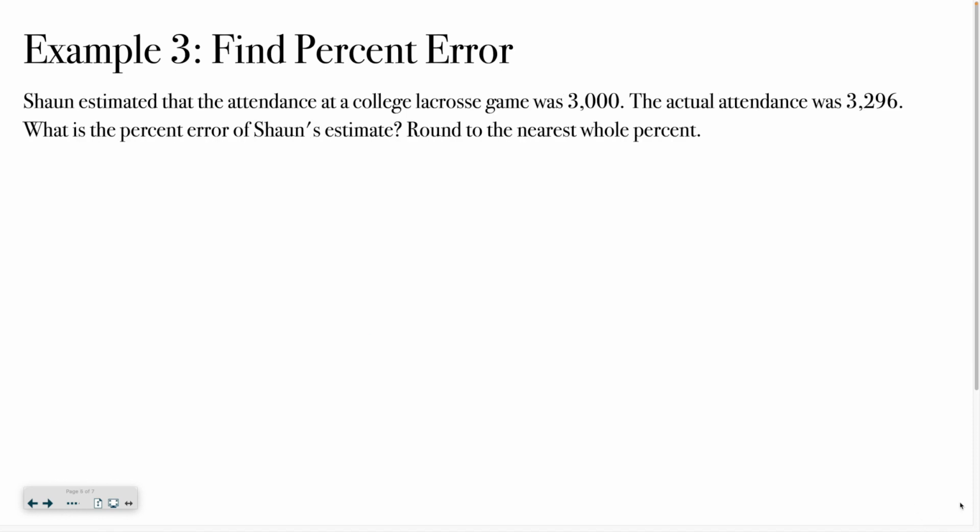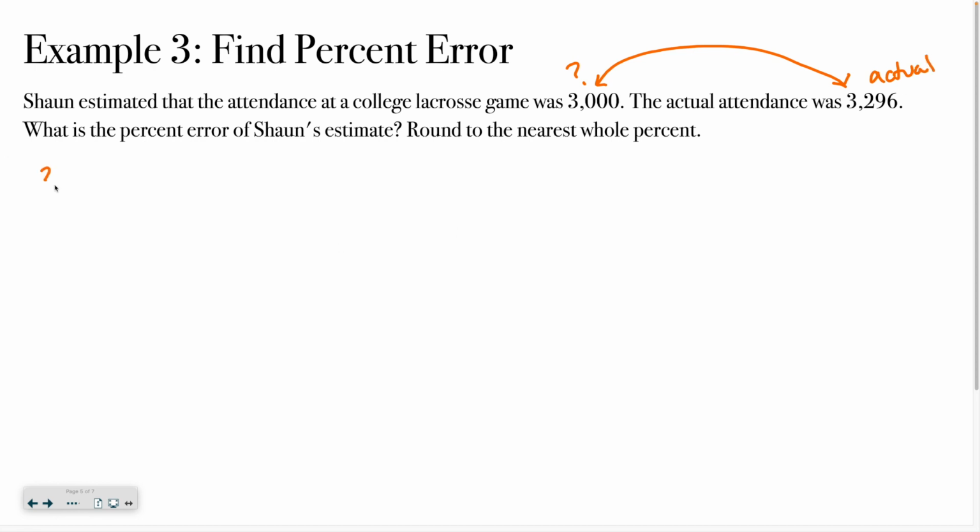Okay, but pay attention to what your online book is asking you to do as you complete your assignments. All right, let's look at example 3, which is finding the percent error. So Sean estimated that the attendance at a college lacrosse game was 3,000. The actual attendance was 3,296. What is the percent error of Sean's estimate? Round to the nearest whole percent. Okay, so for this one, we are going to be comparing these two numbers, right? What Sean thought it was, this was his guess, and then this was the actual.